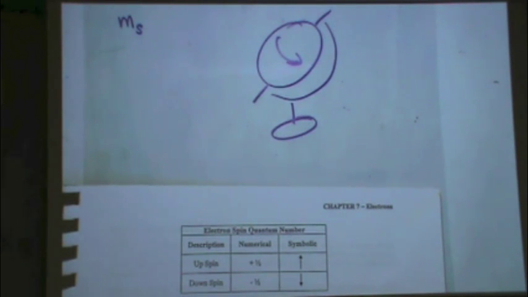And the other interesting thing about this is that it is not connected to the other numbers. For example, L is always 1 less than N, and m sub L is connected to L because it's between plus L and minus L. This one is not any of that. It's its own independent number, and it can be up or down. So an electron has an up spin or a down spin: up arrow, down arrow, or plus 1/2, minus 1/2 respectively. That's about it with this one, but it helps us introduce the next section. We're going to use it in the next section, but in and of itself, that's about it.